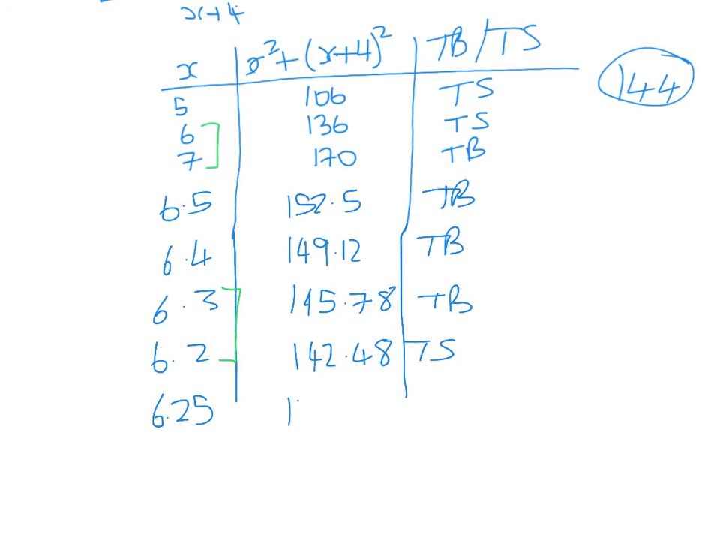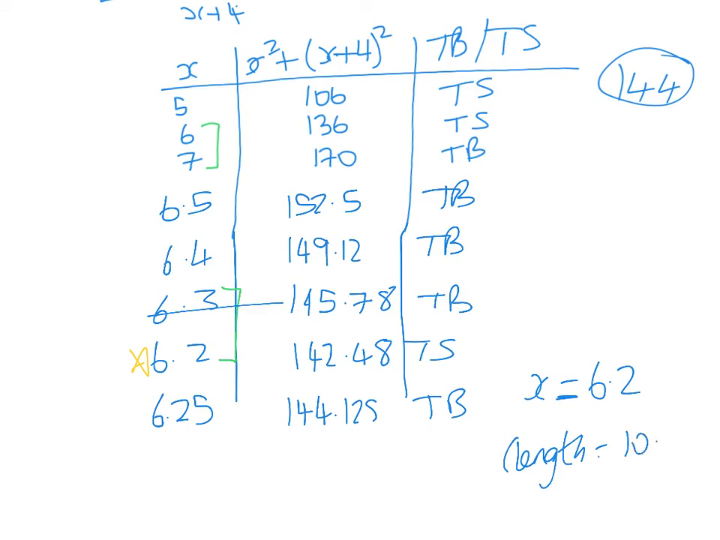That works out to be 144.125, which is too big. So because 6.25, the halfway point, is too big, that means that the 6.3 is too big, so the answer is going to be 6.2. So the width of this rectangle is 6.2 to 1 decimal place, and the length is 10.2.